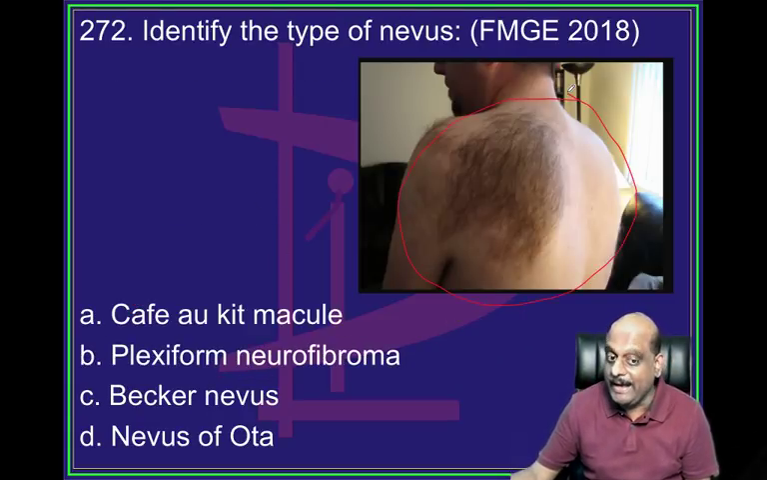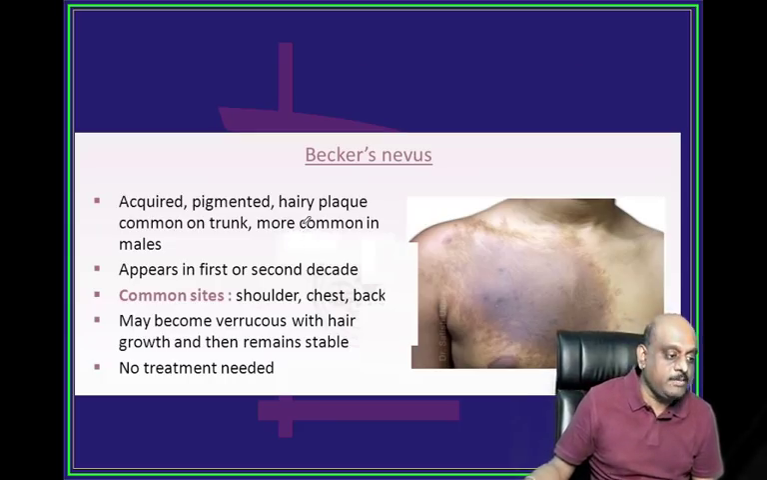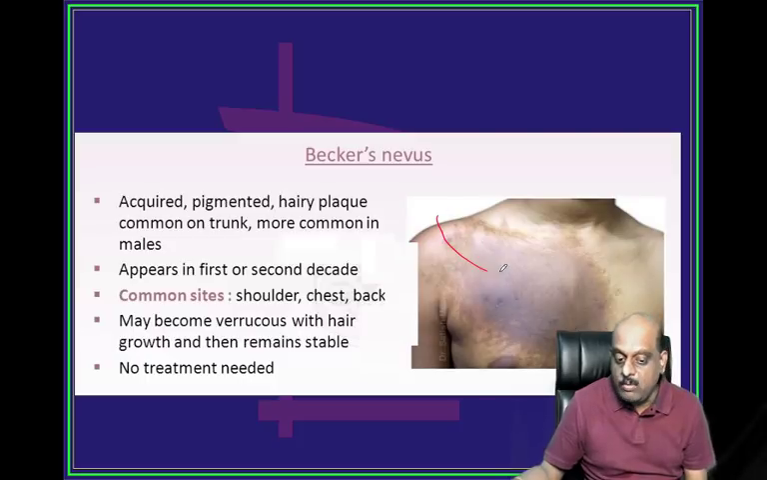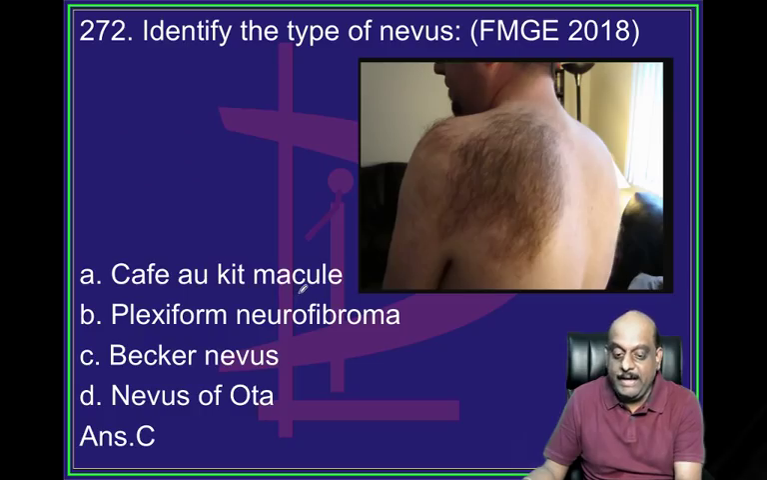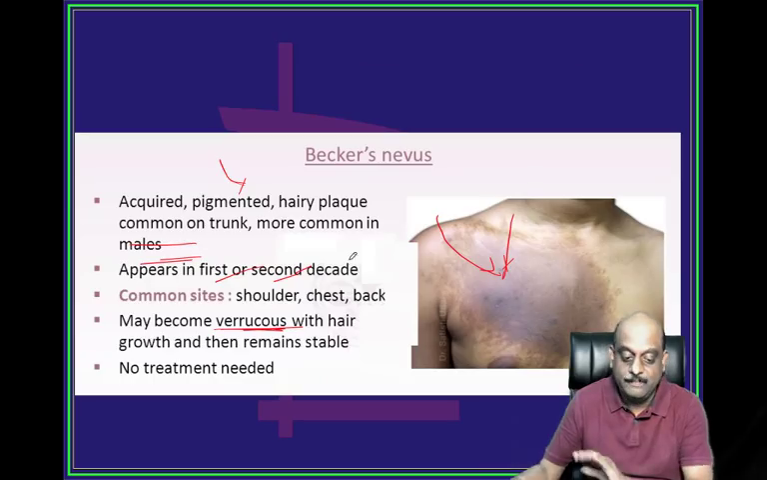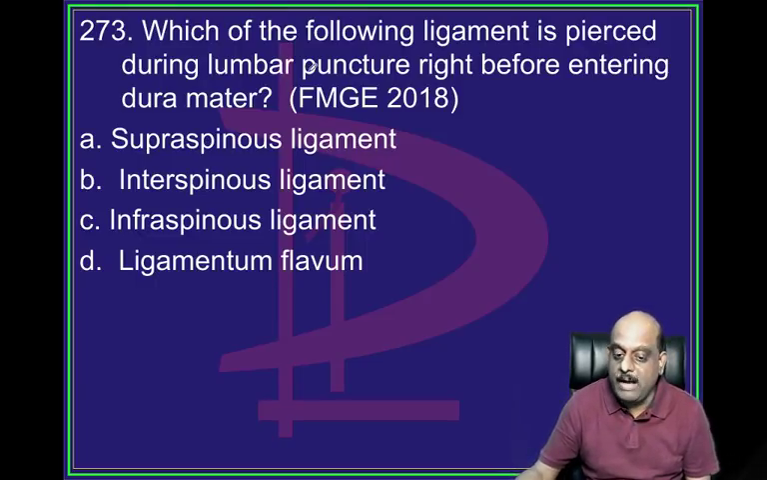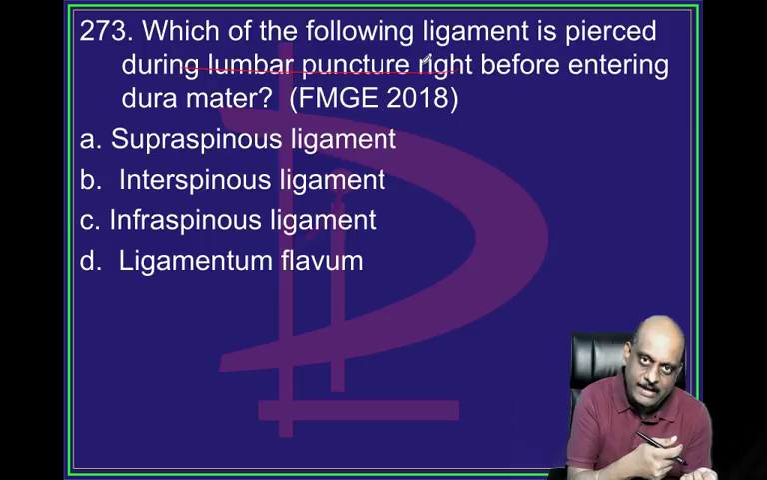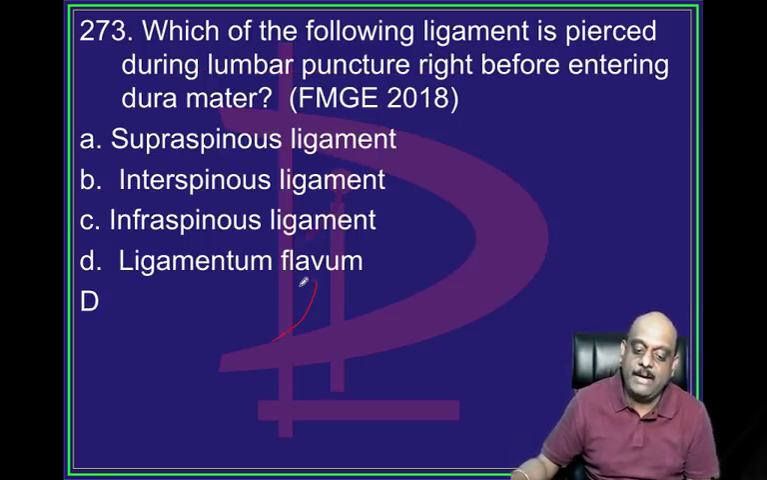This is called Becker's nevus. What is Becker's nevus? An acquired, pigmented, hairy plaque common on the trunk, in the first and second decade. Typically it is found on the shoulder, chest, and back. It is very verrucous and has hairy growth. No treatment required. Now, in lumbar puncture, when you insert the needle, it will pierce the ligamentum flavum.